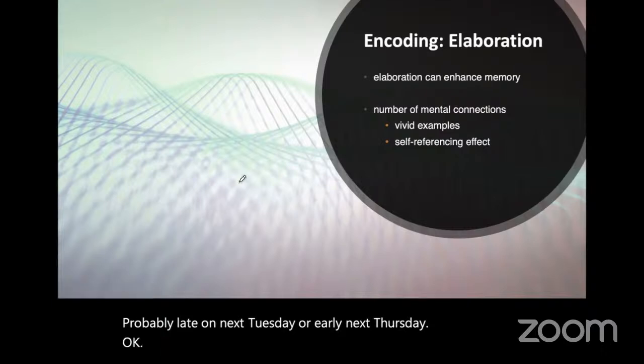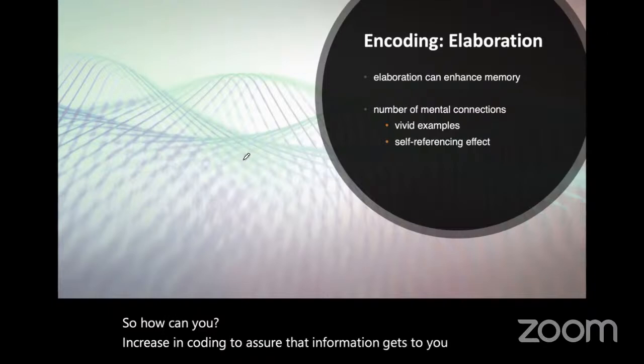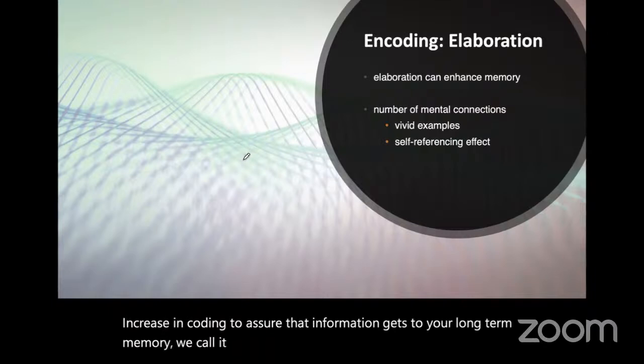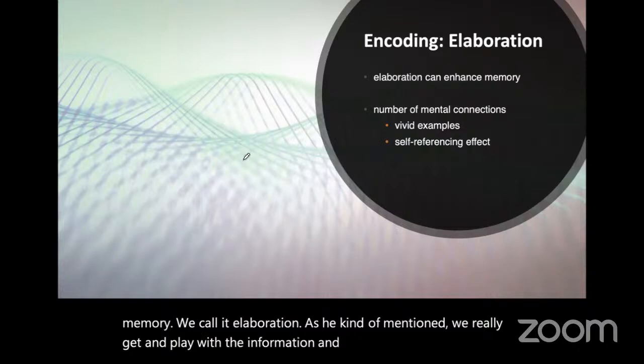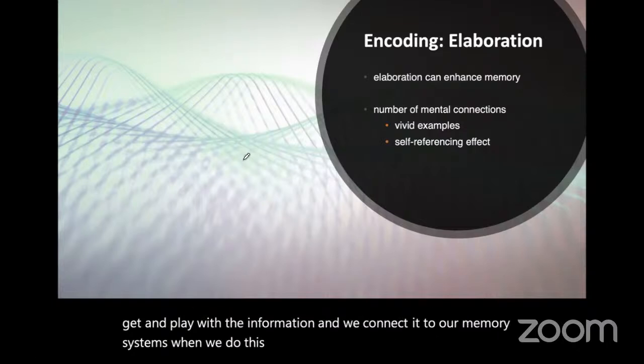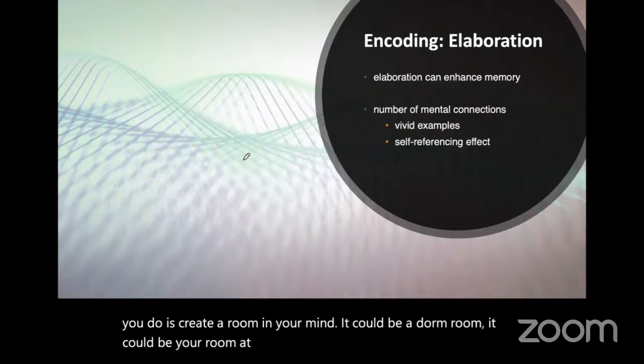So how can you increase encoding to ensure that information gets to your long-term memory? We call it elaboration, as he kind of mentioned. We really play with the information, and we connect it to our memory systems. With this memory palace, what I'm going to have you do is create a room in your mind. It could be a dorm room, it could be your room at home, it could be a totally new one.